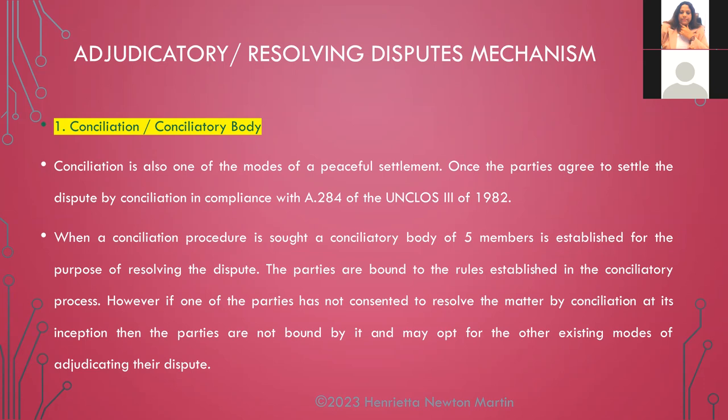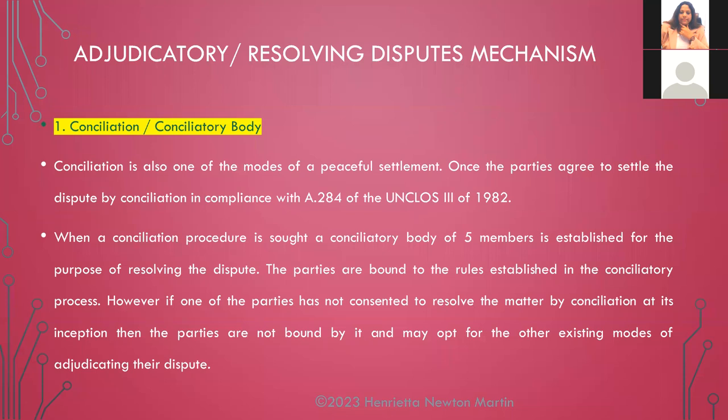I'm reiterating for you again so that you understand this concept. What is conciliation? Conciliation is also a mode of peaceful settlement. Now, the parties need to understand and agree together, yes, we need to go for conciliation. This mode is explained in Article 284 of the United Nations Convention on the Law of the Sea 3 of 1982. Conciliation basically means where settlement is brought about by a particular panel who are called conciliators. According to this Convention, there must be at least 5 members.